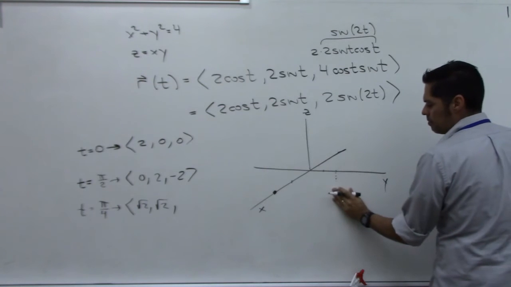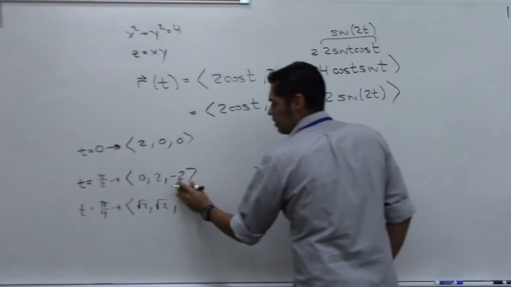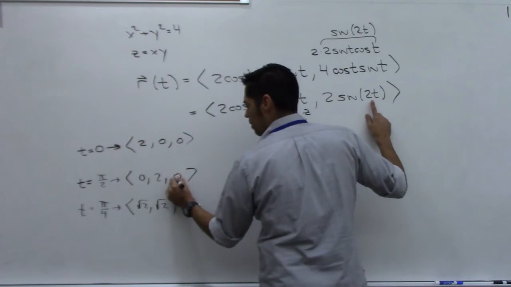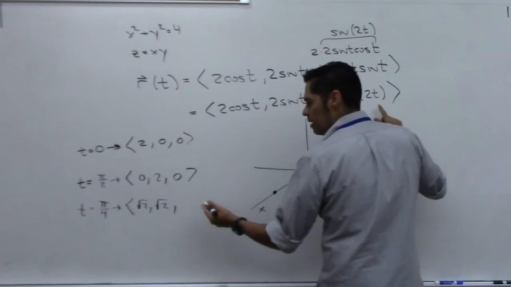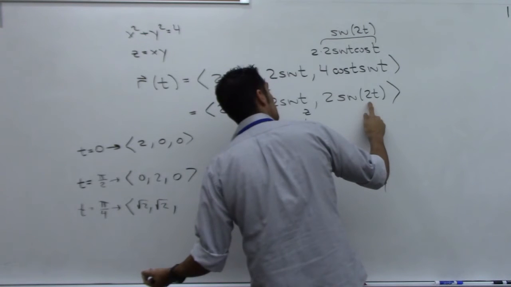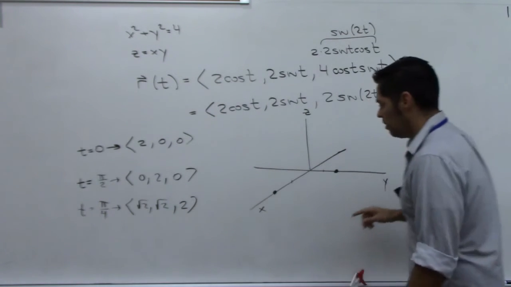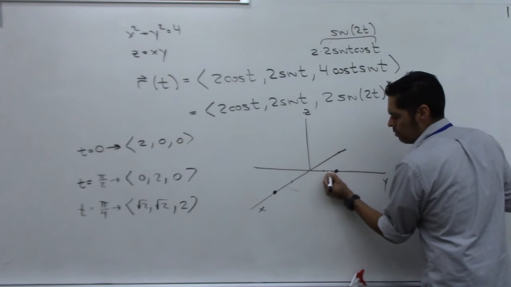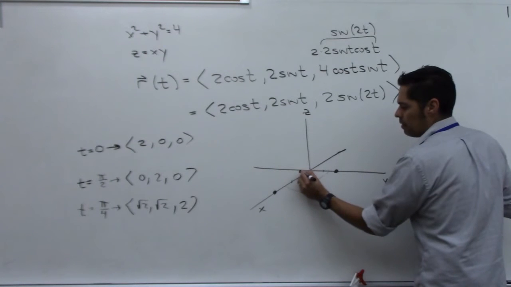Why did I say sine? This was 0. This should have been 0. Sine of pi is 0. Okay, sine of pi over 2 is 1, so times 2, we should be at 2 here. So we should go out root 2, which is 1.41, somewhere around there. And then over 1.41, somewhere around here. Then we should go up 2, somewhere around there.